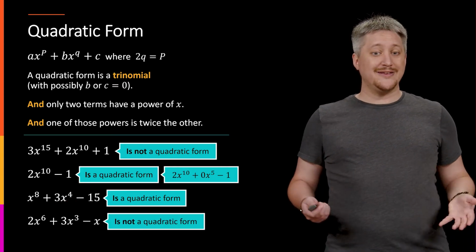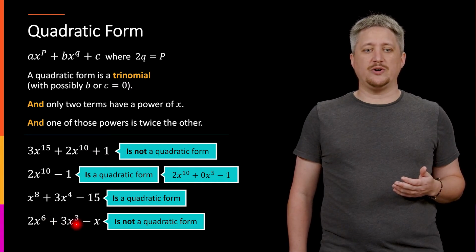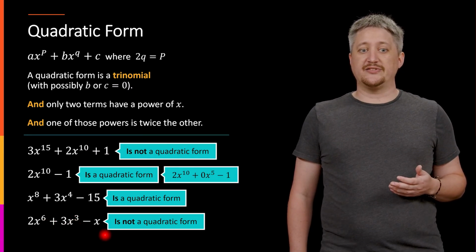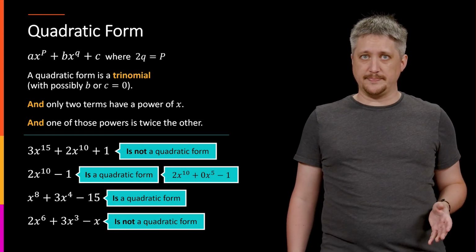And this last one, not a quadratic form, right? We have three terms. This 6 is indeed twice the other one, 3, but this third term is not constant. It's also a power of x, so that is not a quadratic form, okay?